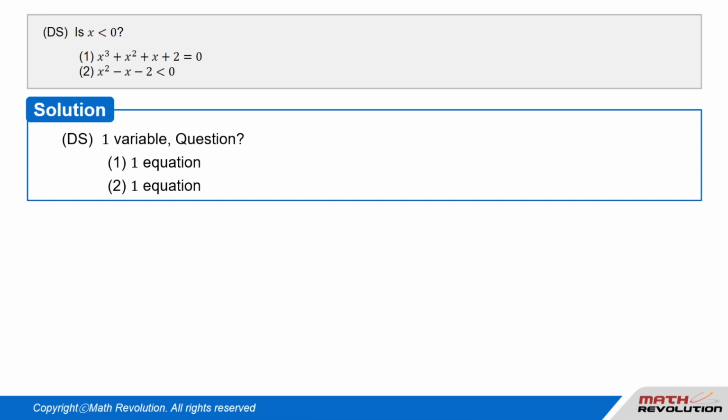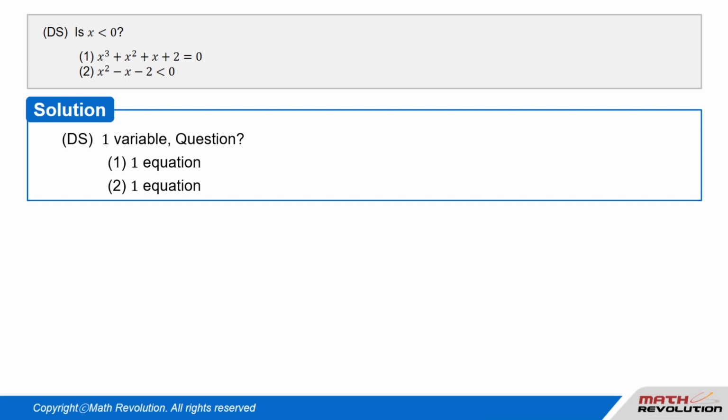Solution. Now we will solve this DS question using the variable approach. DS, one variable, question. Condition 1, one equation. Condition 2, one equation. DS question with one variable. Let's look at a DS question with one variable in the original condition.